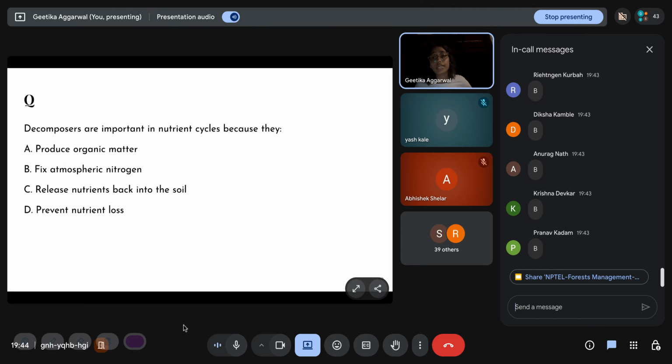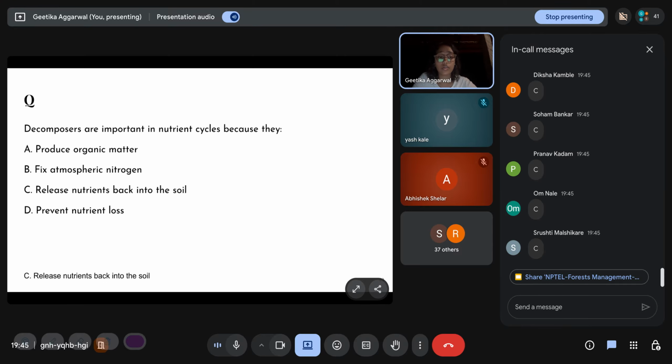Decomposers are important in nutrient cycles because they produce organic matter, or they fix atmospheric nitrogen, they release nutrients back into the soil, or they prevent nutrient loss. So, why are decomposers important in nutrient cycles? We just discussed this in the biogeochemical cycle slide. Yeah, you're all correct. They're basically required for releasing nutrients back into the soil.